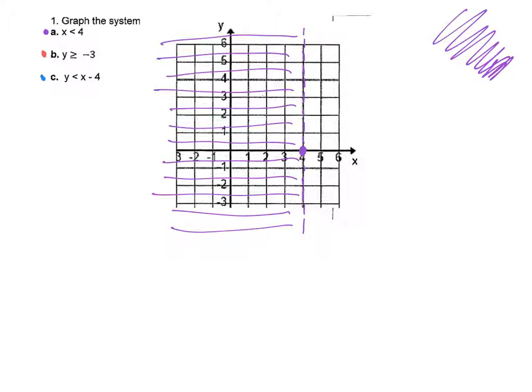B, different color. Y is greater than or equal to -3. Is this going to be a horizontal line or a vertical line? Horizontal line. On the y-axis, go to -3. Make a dot at -3. Will this be a dotted line or a solid line? Okay, straight across, horizontal you said. Make it lengthy. This is no time to be making little small lines.